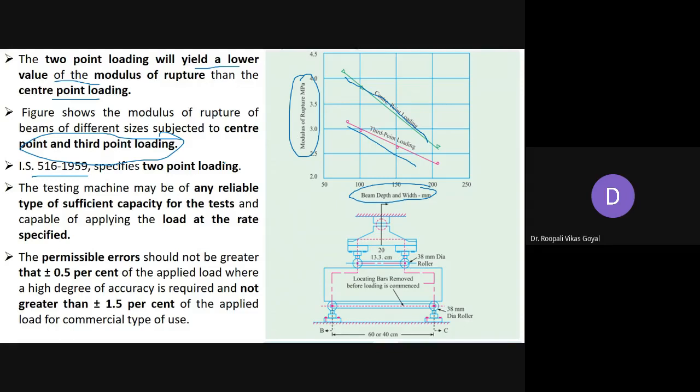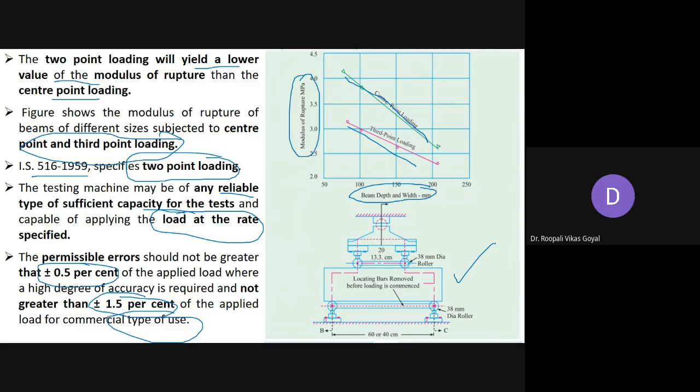Okay, so the testing machine may be of any reliable type of sufficient capacity for the test, and we have to apply load at a specified rate only. The permissible error may be around plus or minus 0.5% of the applied load where a high degree of accuracy is required, or otherwise you can allow a maximum variation of plus or minus 1.5%, but not greater than that, for generally commercial type of use. Okay, so this is the setup which is generally used for the flexural strength of concrete. So I will explain to you how this setup is done.